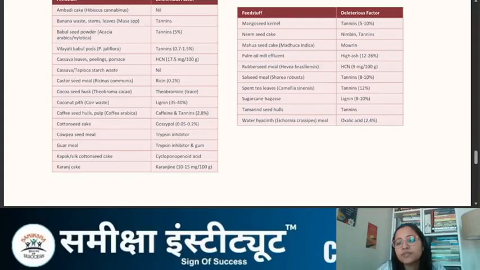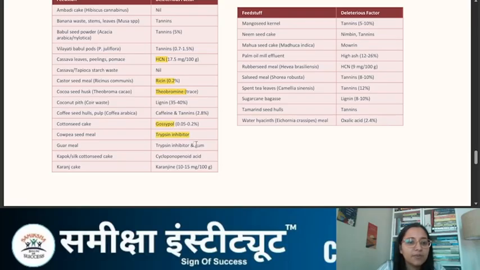In most of these you will find tannins. Tannins will be very high. Rest we have already discussed in our anti-nutritional factor class: castor seed meal contains ricin, cassava contains HCN. In most of this you will find tannins, okay. Then cocoa seeds you will find theobromine, coconut pith lignin, coffee seed caffeine and tannins, cotton seed gossypol. Then cowpea trypsin inhibitors. Then guar meal, trypsin inhibitors and gum.